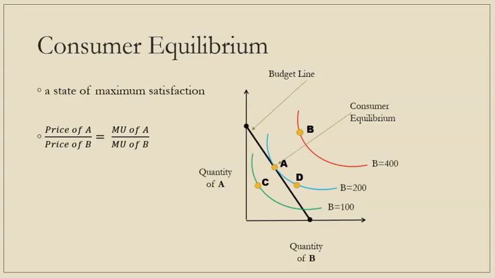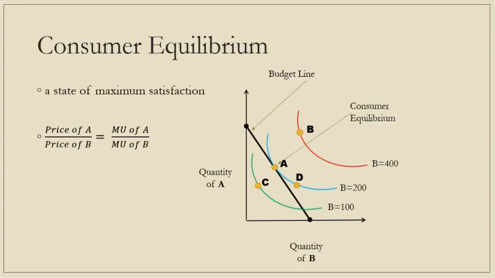So that leaves us to point A. And that falls directly on the budget line. So we are spending the maximum money that we have budgeted. And so that would give us the state of maximum satisfaction, also called consumer equilibrium. It can also be viewed as the price of A over the price of B, which is equal to the marginal units of A over the marginal units of B.